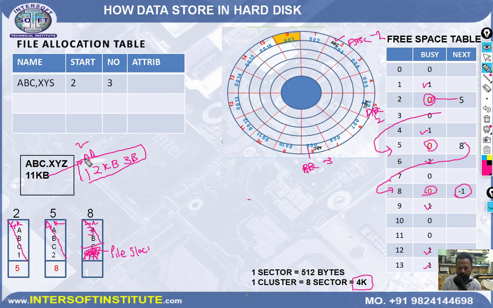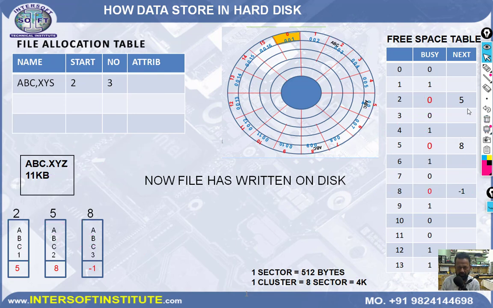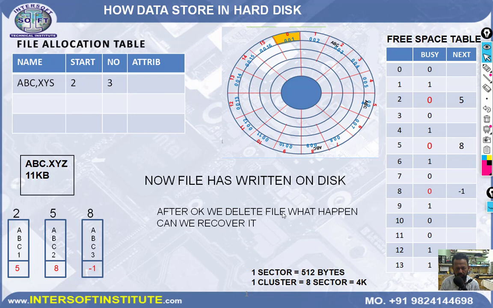Next we will go further. This is the process of writing one file. Now the file has been written on the disk, here, here, here. See, ABC part 1 is here, ABC part 2 here, ABC part 3 here. It also occupies space here, and here it has also been written. Now suppose we want to delete the ABC file. What happens? We give the command delete abc.xyz.